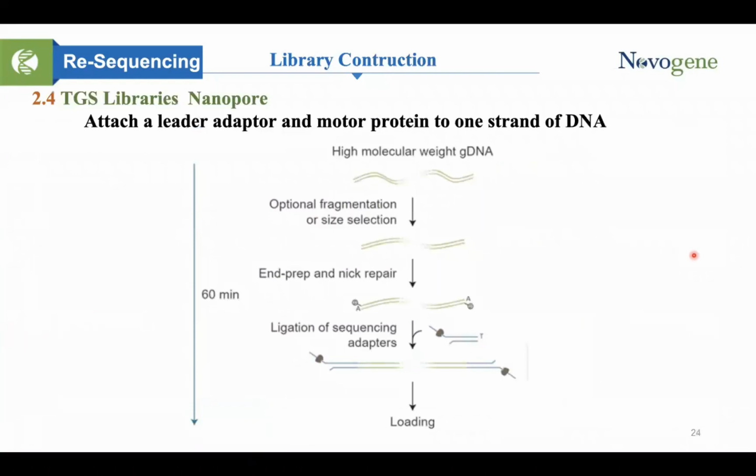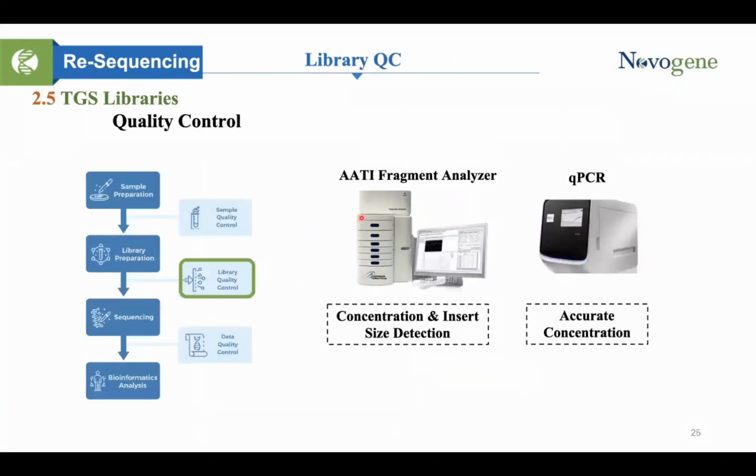In the nanopore sequencing strategy, the libraries are prepared in a more concise way. High molecular weight DNA is optimally fragmented and selected by size, after which end preparation and nick repair proceed on the library. With ligation of the adapter, the library is ready for sequencing. Right before sequencing, the libraries are checked with a Bioanalyzer for size distribution detection and qPCR for quantification. The qualified libraries will proceed to sequencing.